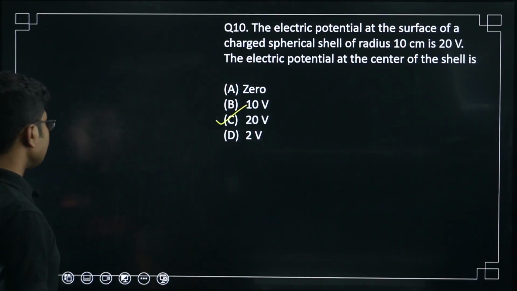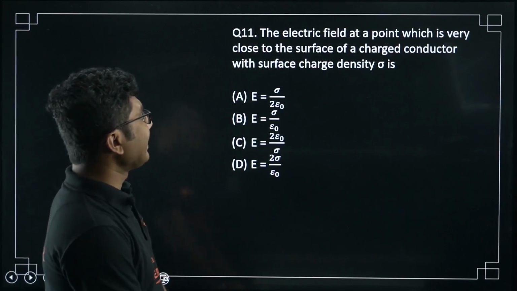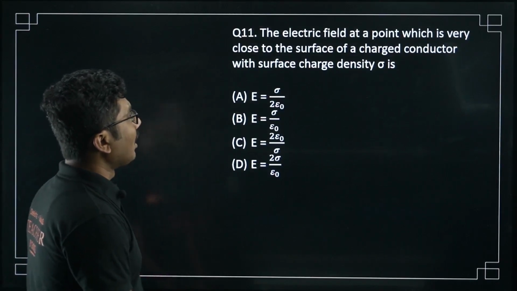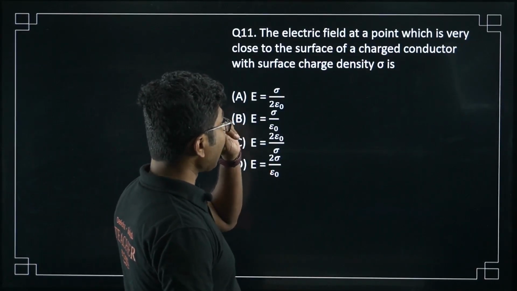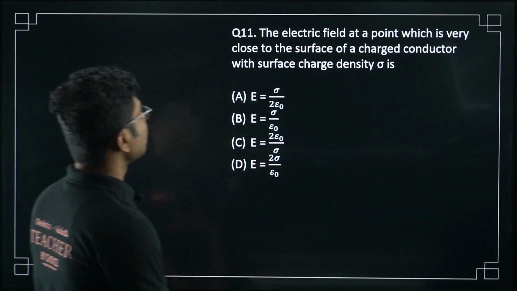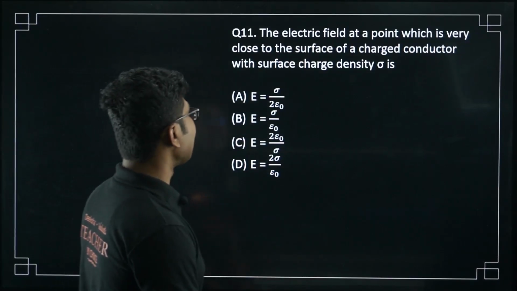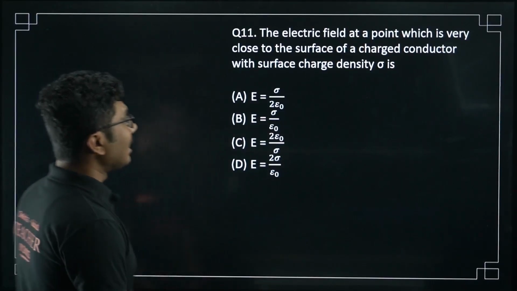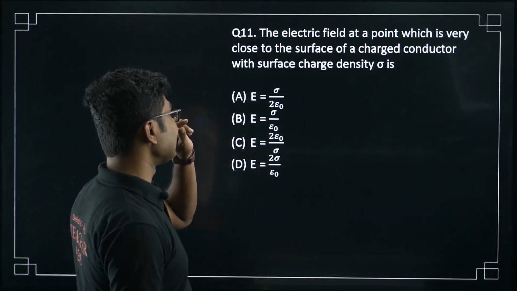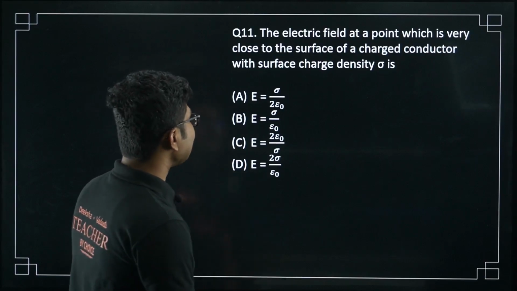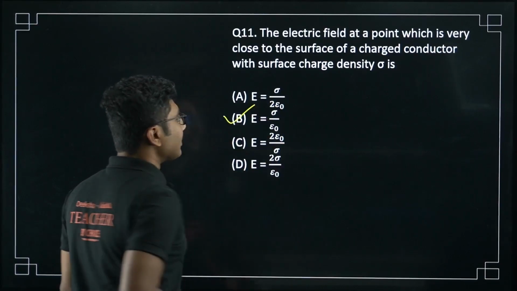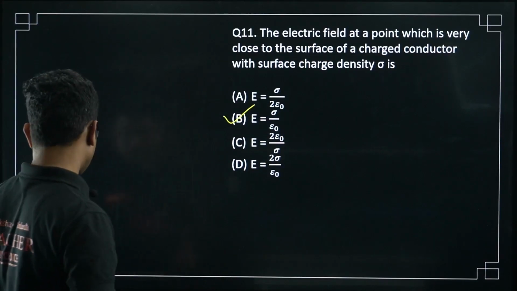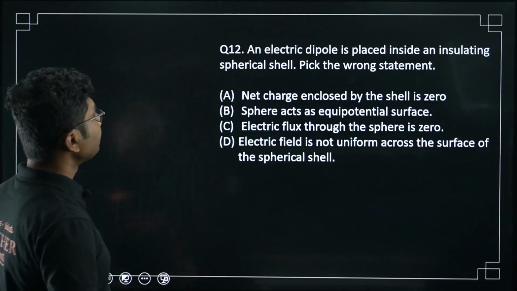Now, the electric field at a point very close to the surface of a charged conductor with surface charge density sigma is given by sigma by epsilon naught. This is the formula that is given in your textbook. Okay, now let's move on.